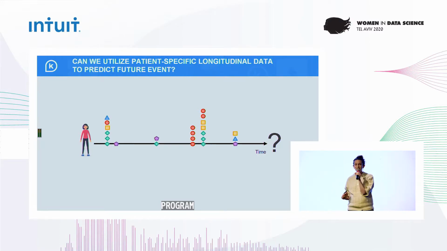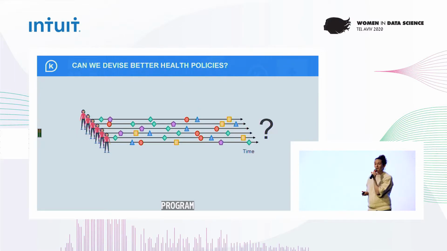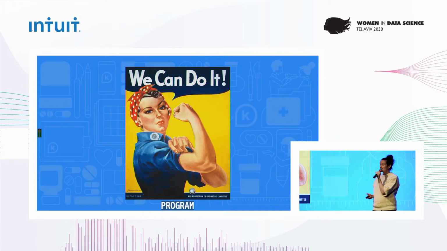So the question is, can we utilize this patient-specific data to predict a future event? And moreover, can we use medical records from a population to devise a better health policy? For example, do an early screening for a specific subpopulation. So the answer is yes, we can. All we need is a large cohort of data.